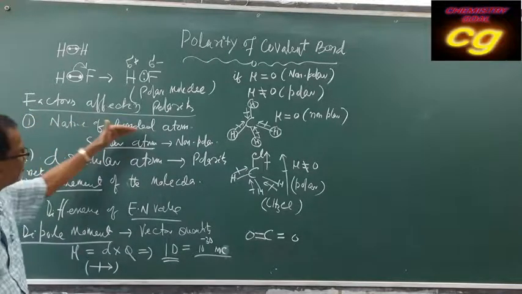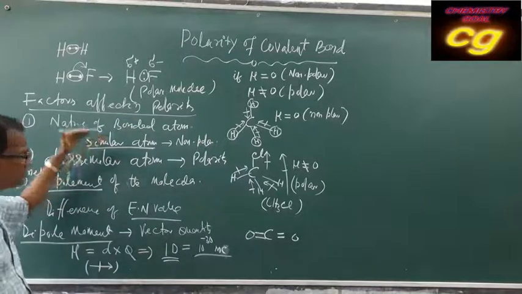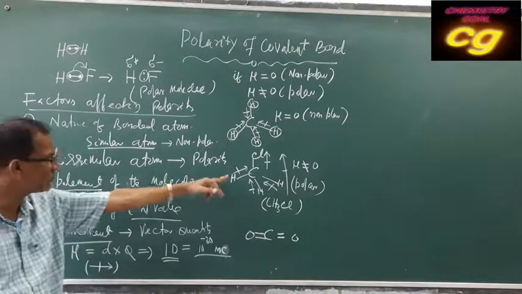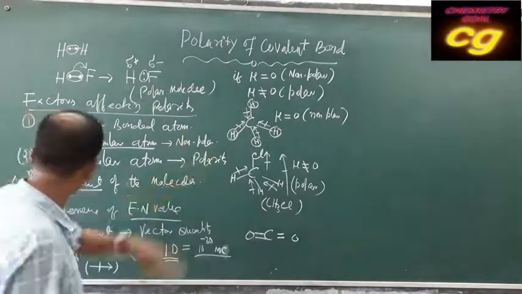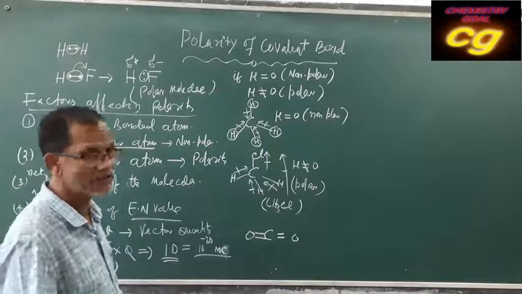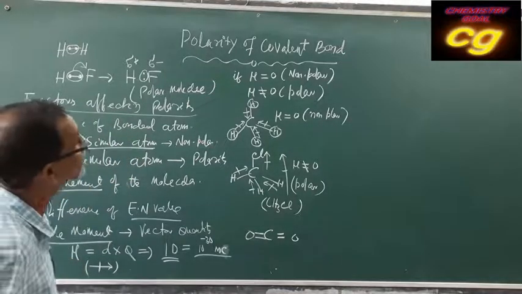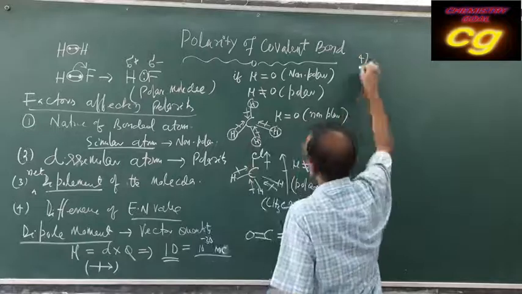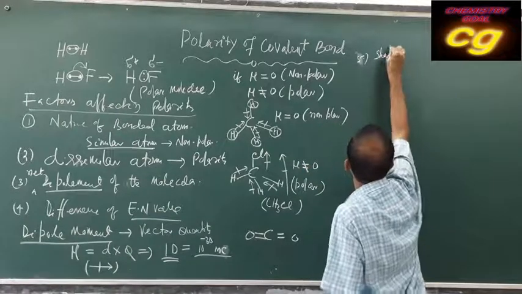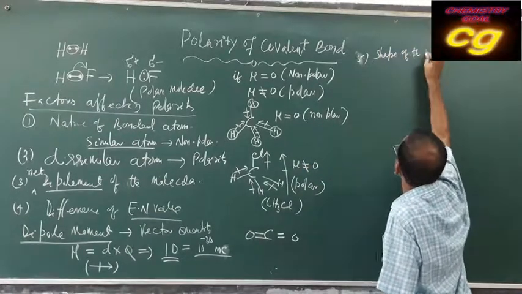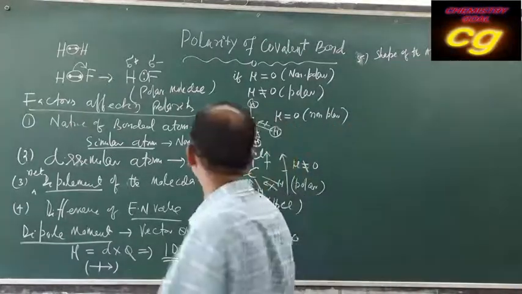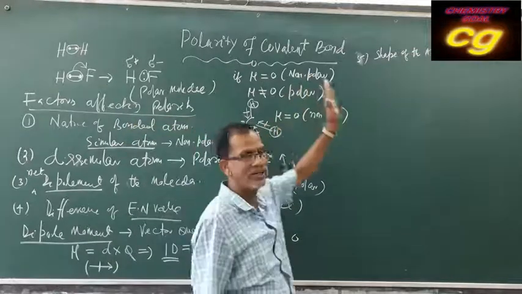So that is the nature of bonded atoms, whether similar or dissimilar atoms are attached, then the net dipole moment, that we are discussing, whether mu is equal to 0 or mu not equal to 0. Then another thing is shape. It depends mainly on shape also. You can write the fifth point: shape of the molecule also gives rise to the dipole moment value.